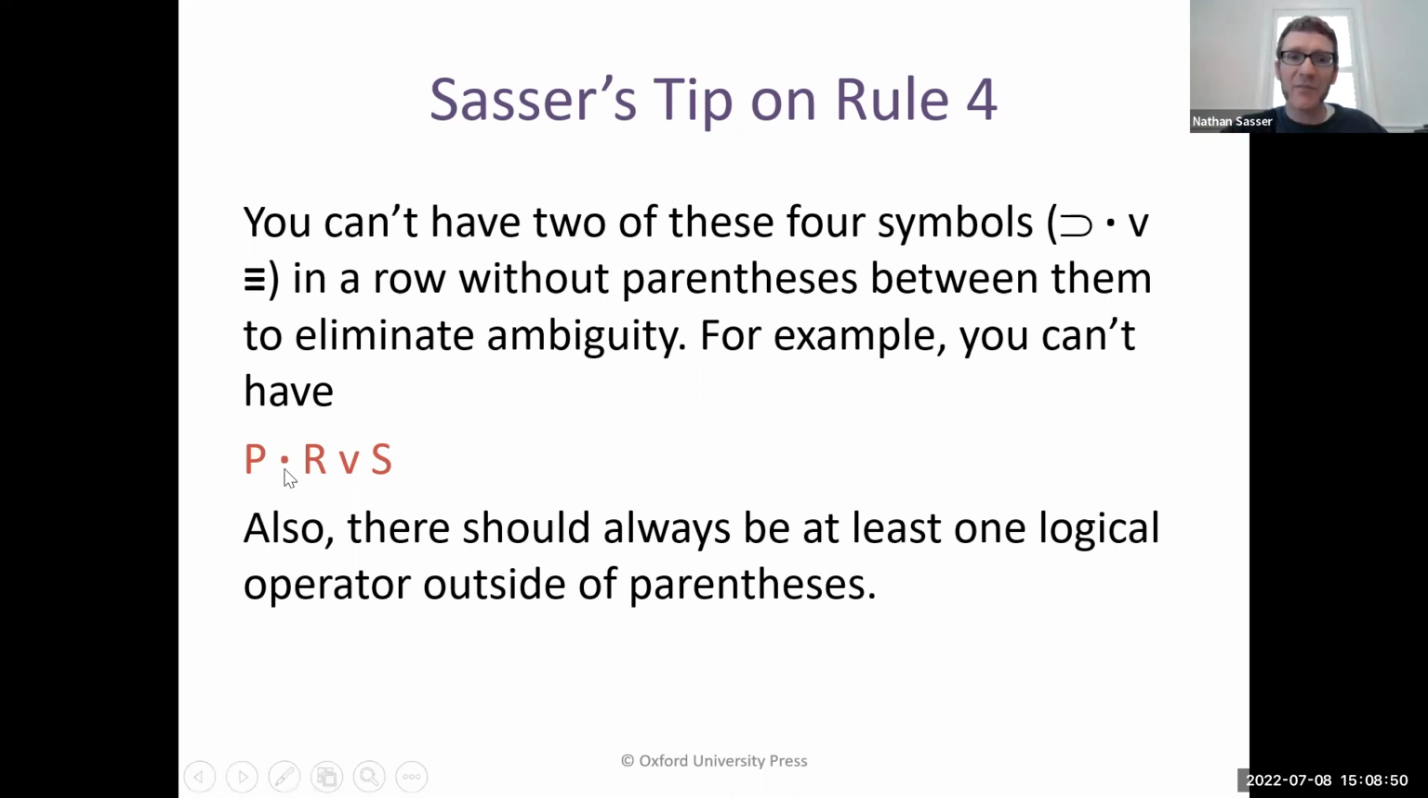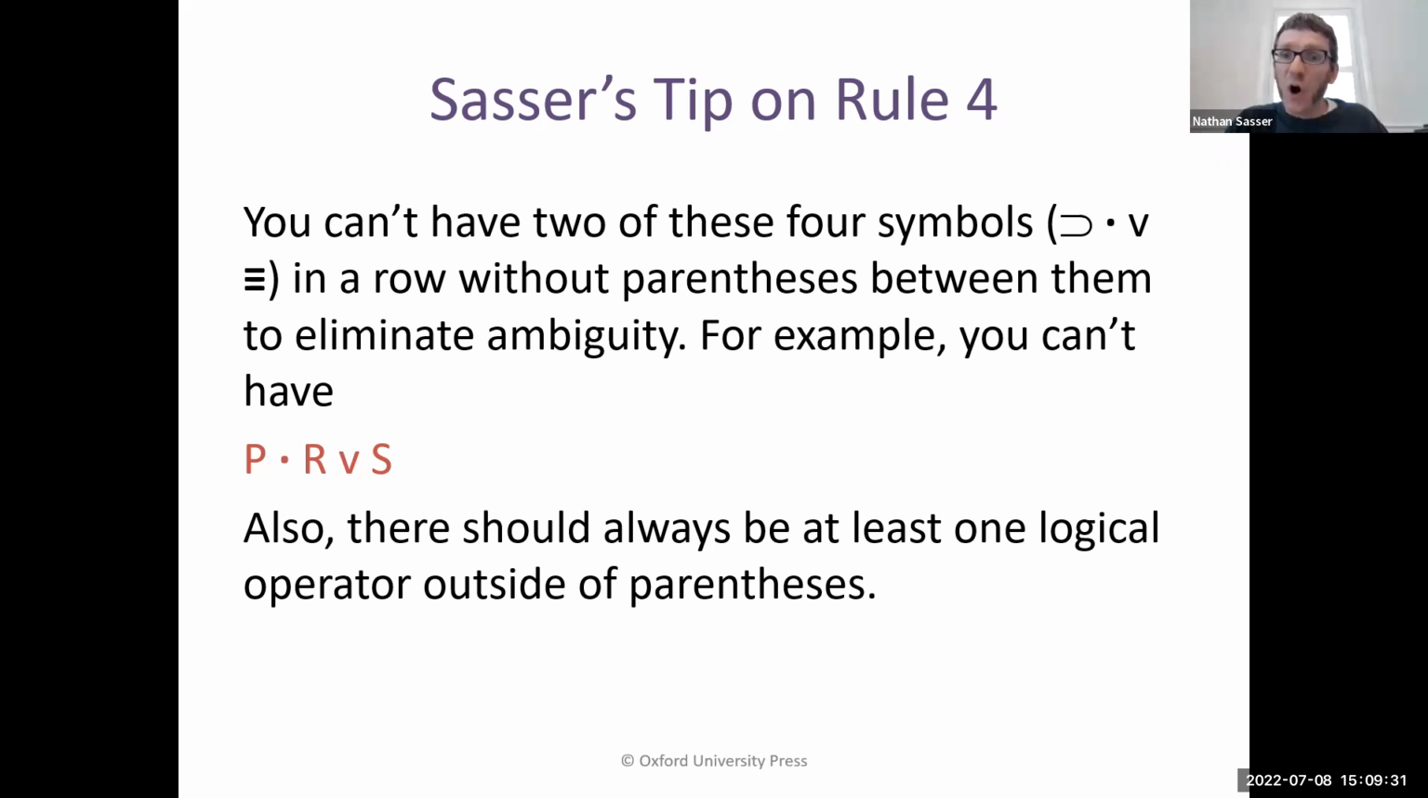For example, you can't have this. You can't have P and R or S. Why? Because we don't know whether you mean P and R, or S, or whether you mean P, and R or S. Those are 2 different things. We need parentheses around one of those pairs in order to eliminate the ambiguity. So you either want to put the parentheses before the P and after the R, or before the R and after the S.